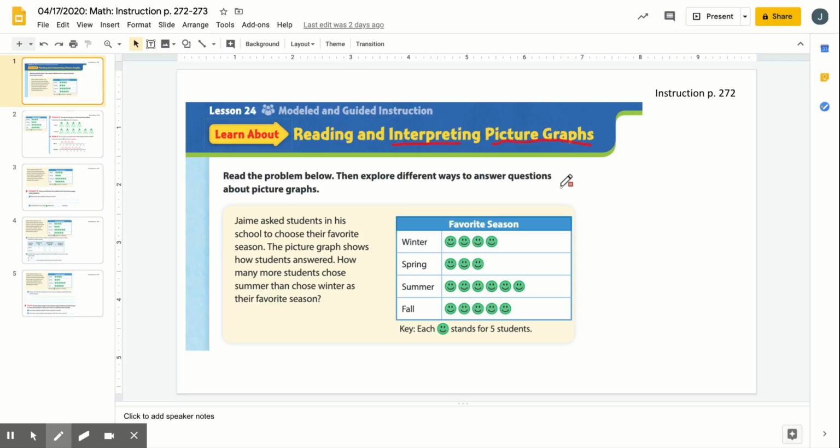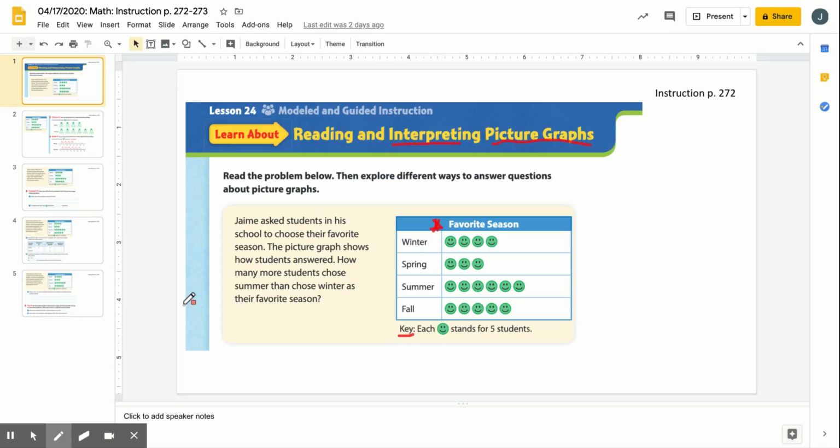Remember from our last lesson that picture graphs show data or information using pictures. Remember that a picture graph has a title. So here's our title, favorite season, and a lot of them will have a key.